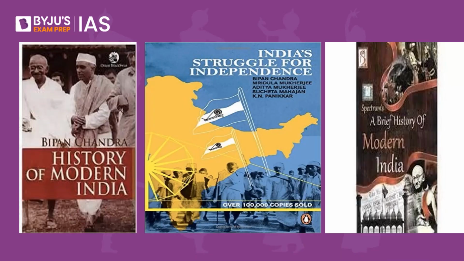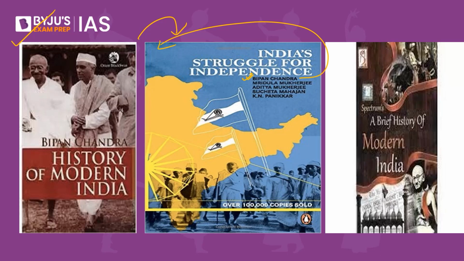But then the book list. See here, you have already studied this, you have to do this. There is no doubt about Bipin Chandra's History of Modern India. You have to read it. Certain chapters can be done from India's Struggle for Independence also. This is another book written by, again, Bipin Chandra only. And certain chapters here are really very important.